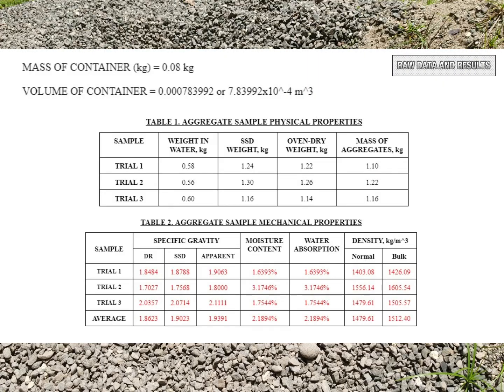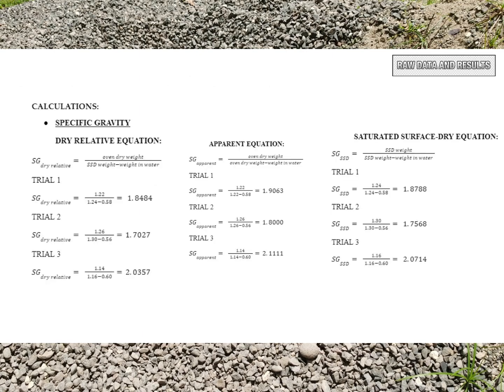Shown below are the raw data and results. So the mass of container is 0.08 kilograms and the volume of container is 7.83992 times 10 to the power of -4 cubic meter. The table shows the aggregate sample physical properties, and the other table shows the aggregate sample mechanical properties. Here are the calculations for the table shown earlier.